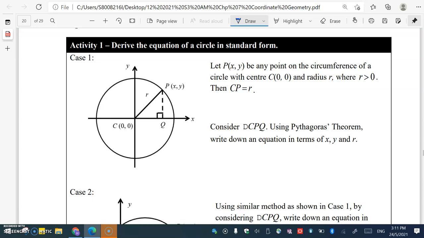Now, if I look at the right-angled triangle CPQ and map it with Pythagoras theorem, we will know, number one, the length of PQ is Y units. We will also know that the length of CQ is X units. Now, if I use Pythagoras theorem, I will know that R square is the same as X square plus Y square.